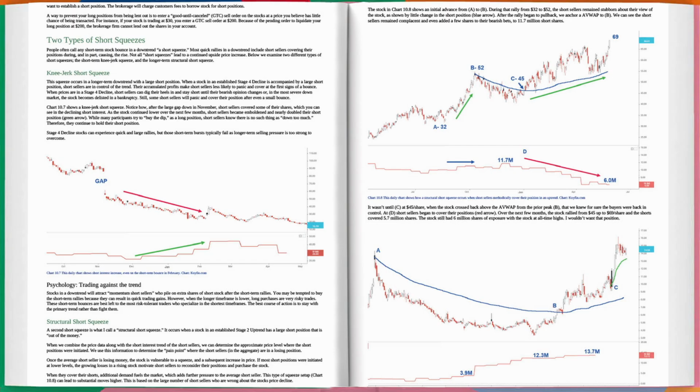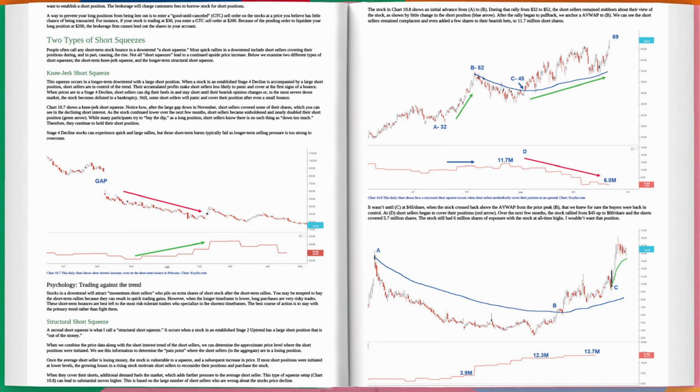Structural short squeeze. A second short squeeze is what I call a structural short squeeze. It occurs when a stock in an established Stage 2 uptrend has a large short position that is out of the money. When we combine the price data along with the short interest trend of the short sellers, we can determine the approximate price level where the short positions were initiated.